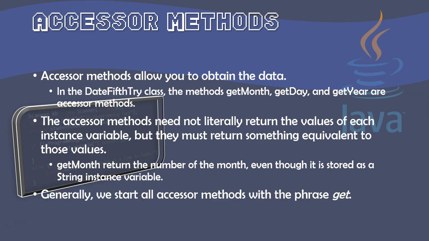Now generally, the key thing to note is that all accessor methods are going to start with the phrase get. And this is very important because it's an easy way for us to distinguish, hey, this is an accessor method. We're trying to get information, and so that's why we tend to use that.